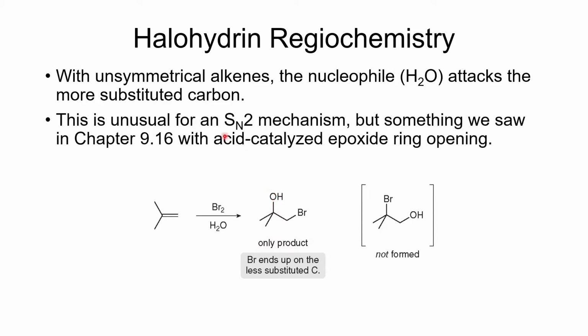This is unusual for SN2 reactions for the nucleophile to go to the more substituted carbon, but it's something that we have seen with SN2 mechanisms. We've seen that in Chapter 9, Section 16, so if you want to go back and look at that, it has the argument and it has pictures of the transition state that explain why it does this. And we saw that with acid catalyzed epoxide ring opening. So you can go back and look at that. But I'm going to sort of rehash why it is we get the nucleophile going to the more substituted carbon.